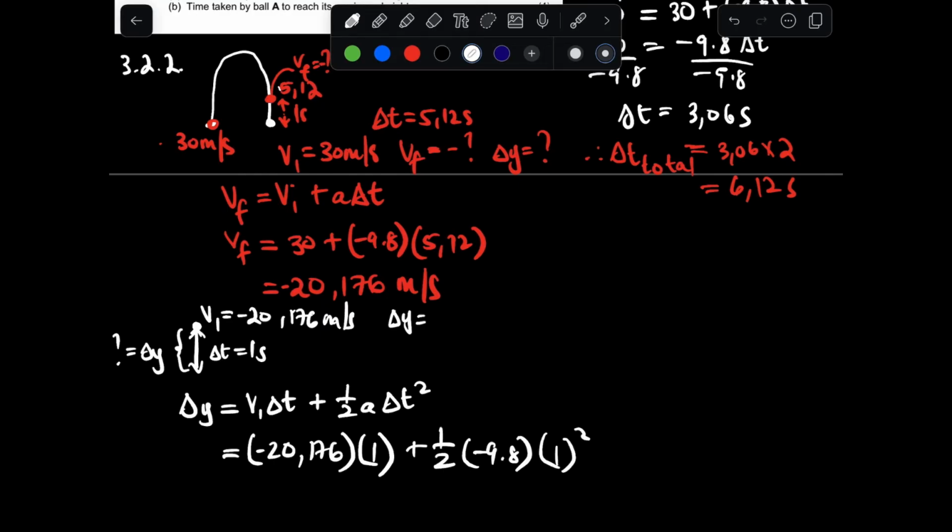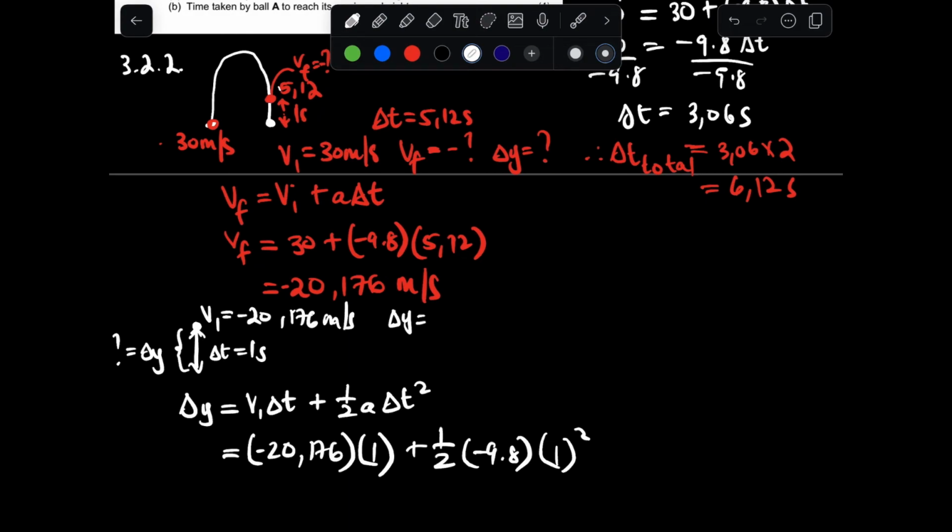If we punch that in the calculator quickly, it's negative 20.176 times 1 plus half, negative 9.8, times 1 squared.